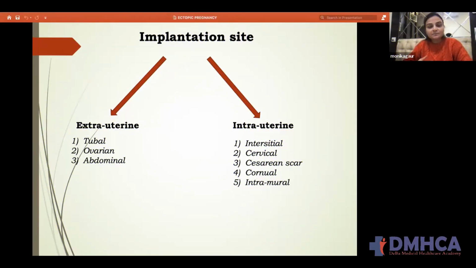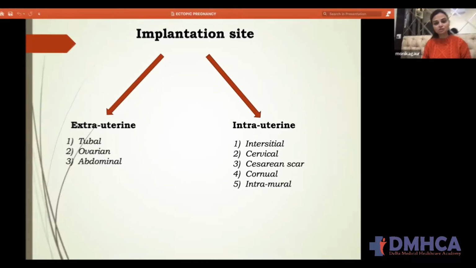Extrauterine pregnancy, then the pregnancy is altogether not in the uterus. So it can be tubal in the fallopian tubes, it can be ovarian in the ovaries, or abdominal. Another thing is intrauterine. So intrauterine, first is interstitial. Interstitial is, again, nothing but the fallopian tube, but the part of the tube which is inside the myometrium, which is inside the uterus. As soon as the junction where the fallopian tube starts coming out, that part is called interstitial, and the pregnancy implanted over there is interstitial pregnancy.